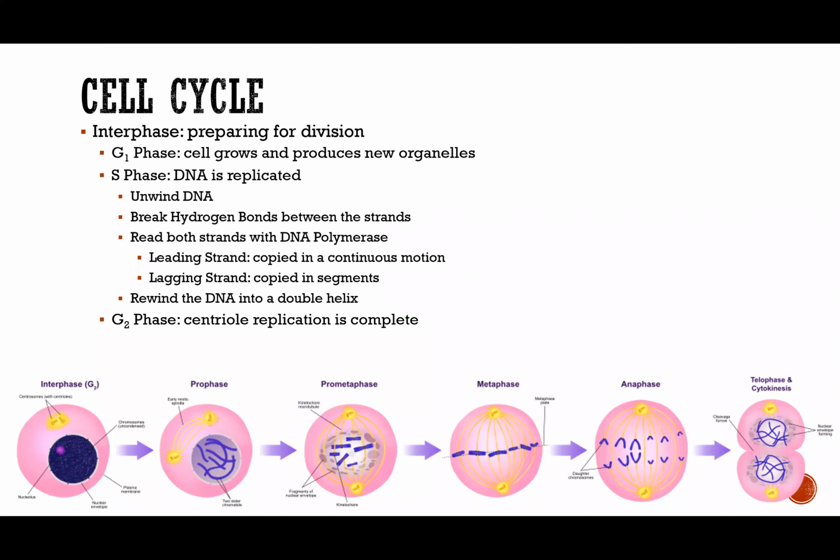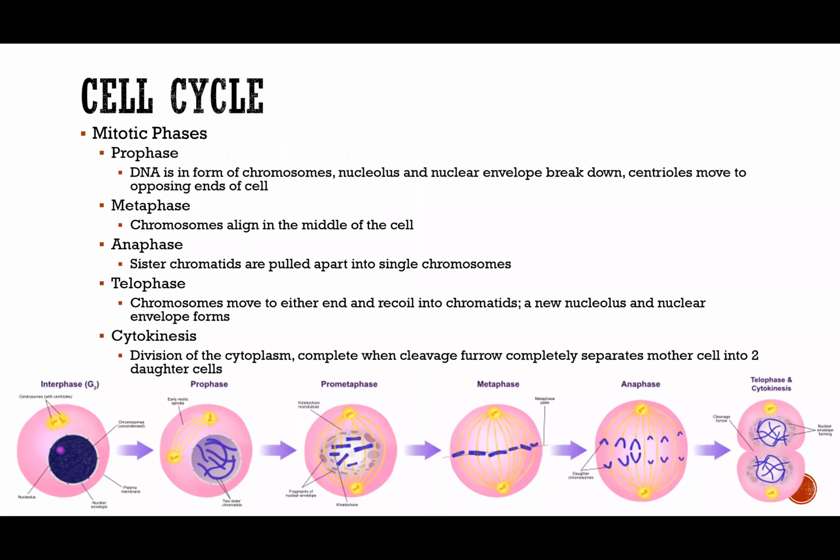Then we enter G2 phase, which is the centriole replication. Once we've finished that, we're done making the centrioles. Now we're actually ready to divide, and that's when we get into mitosis, which you talked about in lab. These are your mitotic phases.